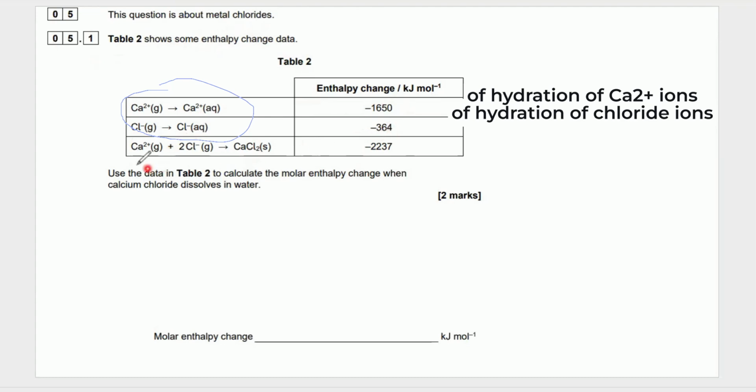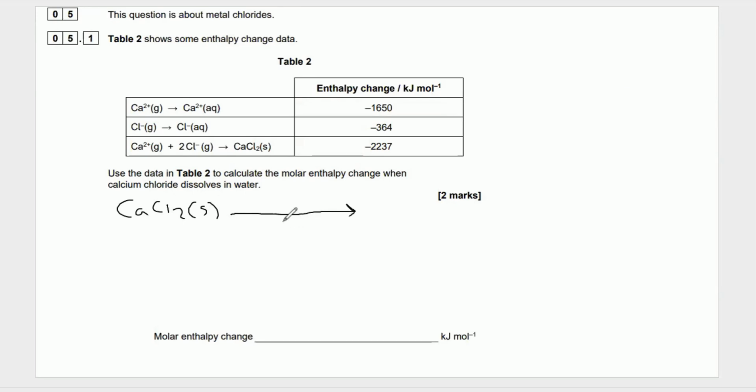We've also been given gaseous calcium and gaseous chloride coming together to make a lattice, solid calcium chloride, which is an ionic lattice, and that's minus 2237. That's the enthalpy of lattice formation. So we can now set this out and do a little calculation to work it out. What the question's asking is: what is the enthalpy change when you take calcium chloride solid and dissolve it into calcium 2+ aqueous and chloride ions aqueous? We've got 2 chloride ions, by the way. So that's what we're looking for.